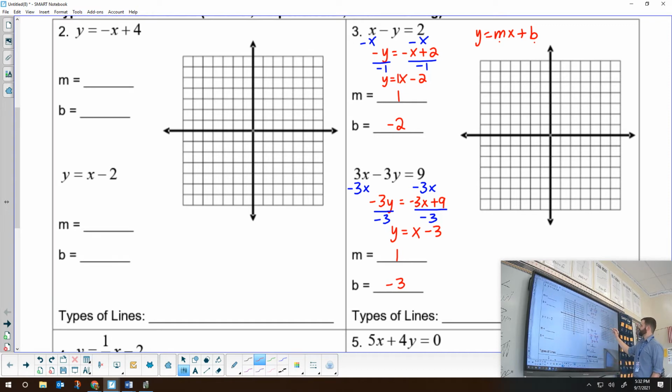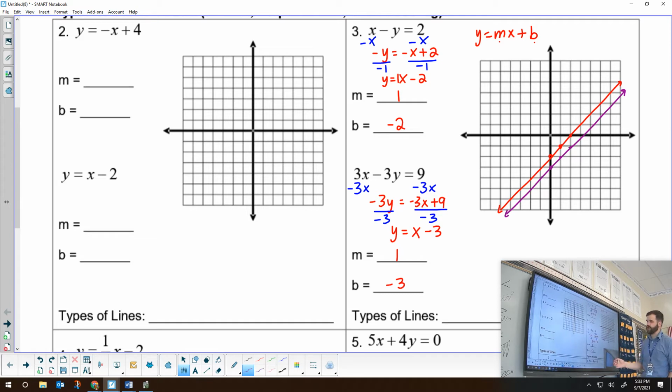Let's graph this one first. We're going to have a y-intercept of -2, and we're going to have a slope of 1. That means we go up 1 over 1, up 1 over 1. So I can draw this graph right here like that. And my other one, this time I'm going to have a y-intercept at -3. But once again, we're going to go up 1 over 1, up 1 over 1. So it's going to look just like this.